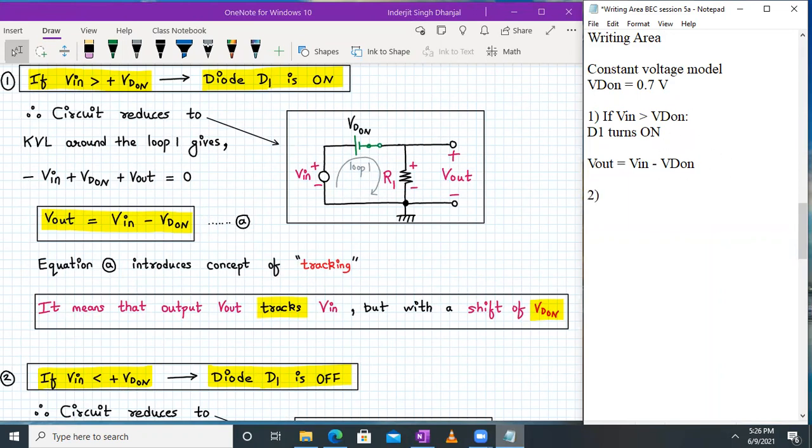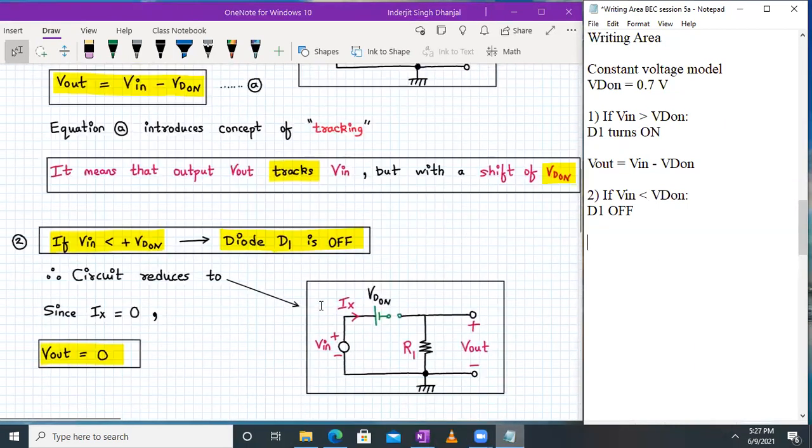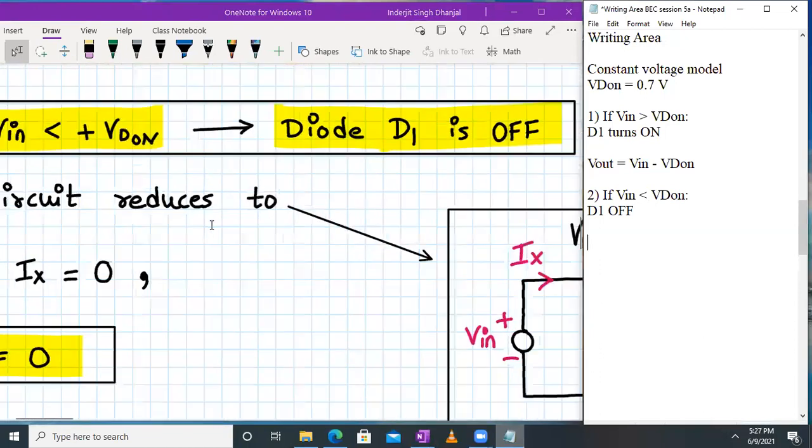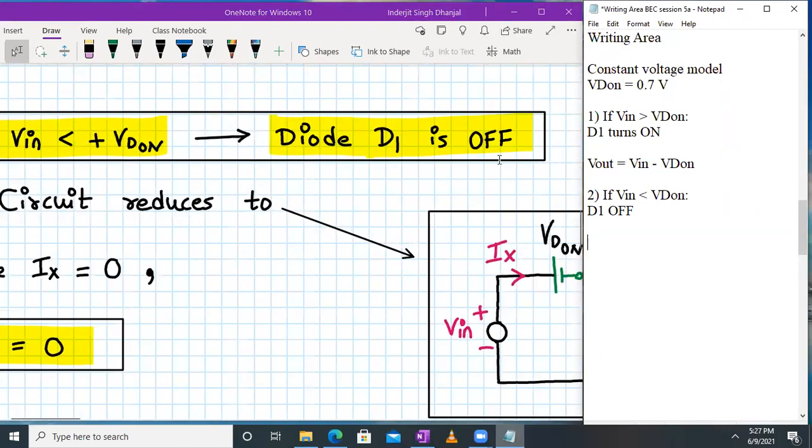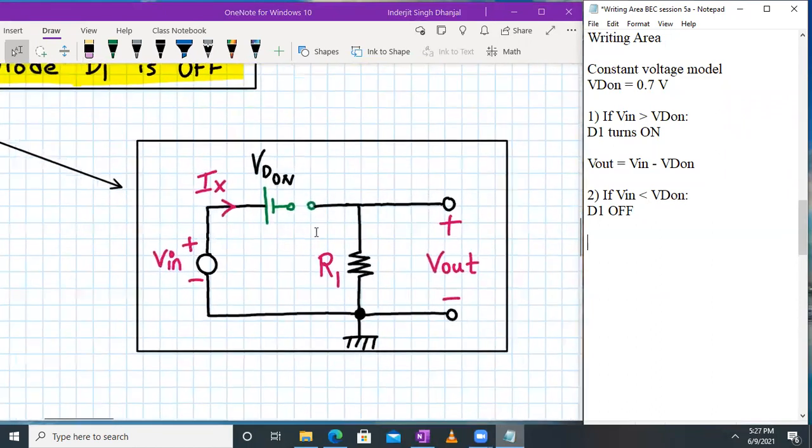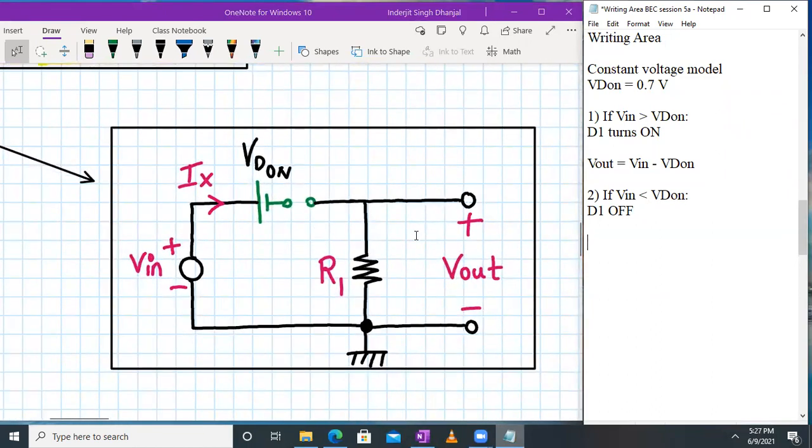Now for the other condition, if Vin is less than VD on. So simple. If Vin is greater than VD on, the diode is on. If your Vin is less than VD on, diode D1 will be off. And whenever diode D1 is off, let us see what the equivalent circuit is. So over here, when Vin is less than VD on, diode D1 is off, and your equivalent circuit reduces to this.